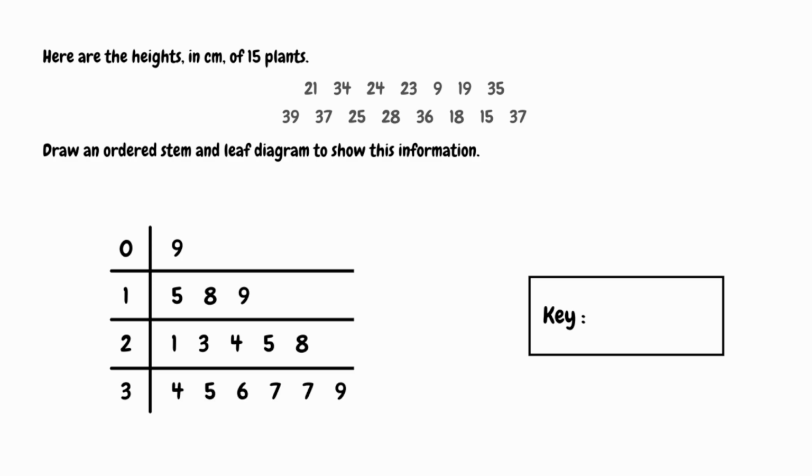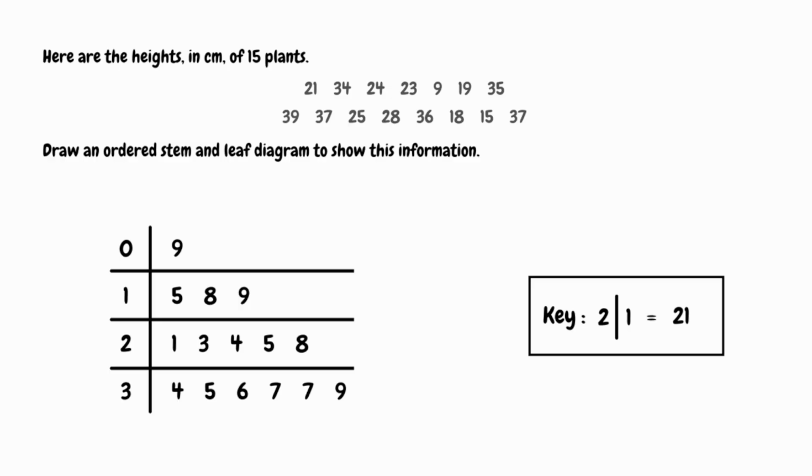And then to finish it off, I need to provide a key. So what I'm going to do here is just pick a random example, and I've gone for 2 and then 1. So I need to show what this represents. Well, when I have 2 on the stem side and 1 on the leaf side, this represents the number 21. So that's what I put for my key to clearly show what it represents.